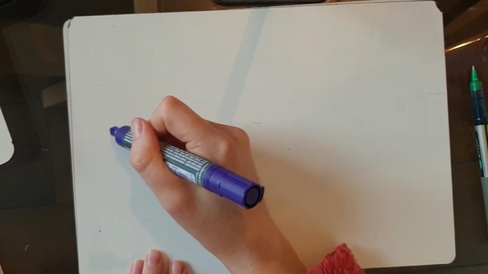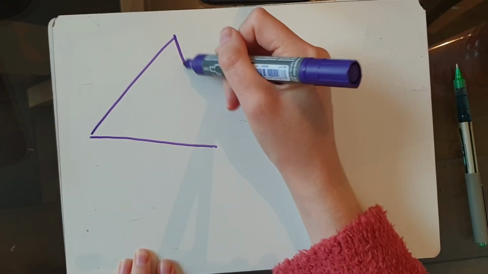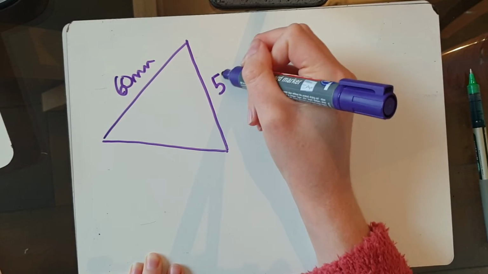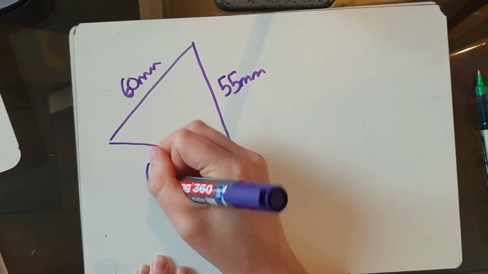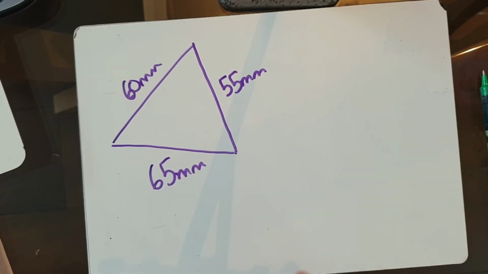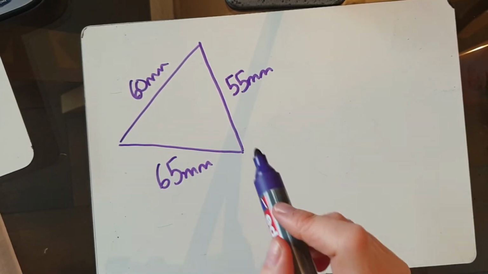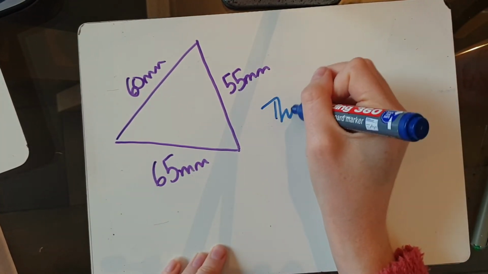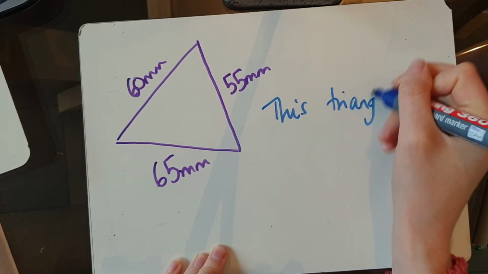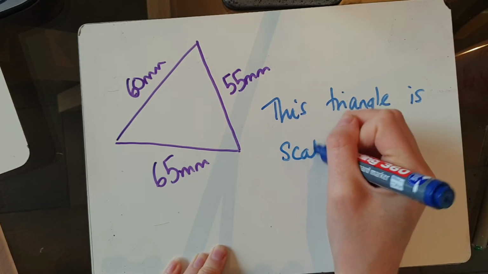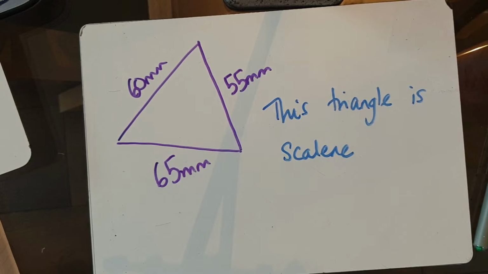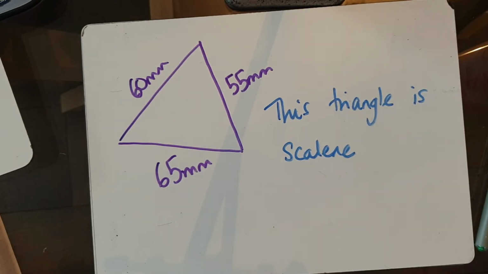Okay, the next triangle then is going to have a side of 60 millimeters, a side of 55 millimeters, and a side of 65 millimeters. So what kind of triangle is this? It has no equal sides, so that's an easy one straight away. We can say this triangle is scalene. It has no equal sides, there's not a right angle in there, so it is a scalene triangle. Again, copy that one down, please.